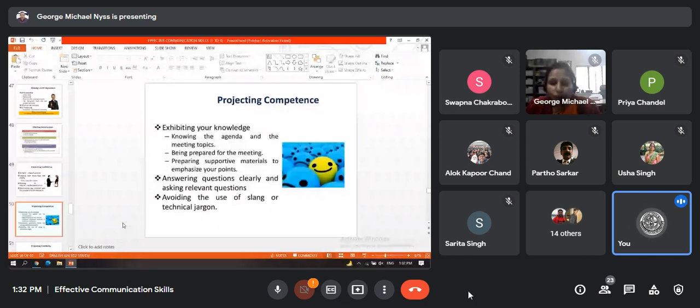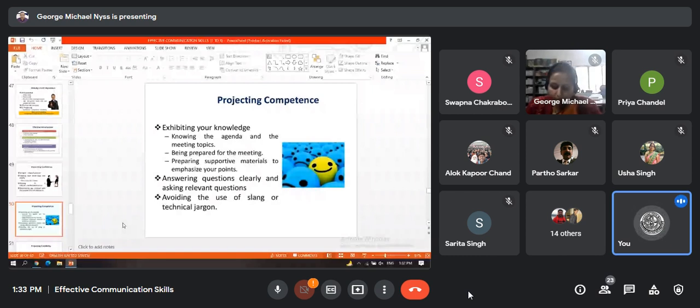Answer questions clearly and ask relevant questions, and avoid the use of slang or technical jargon that shows your discomfort. The next part is projecting credibility. Being on time is very important. Also be presentable, in a well dress code, and keep true to your word and to your body language.